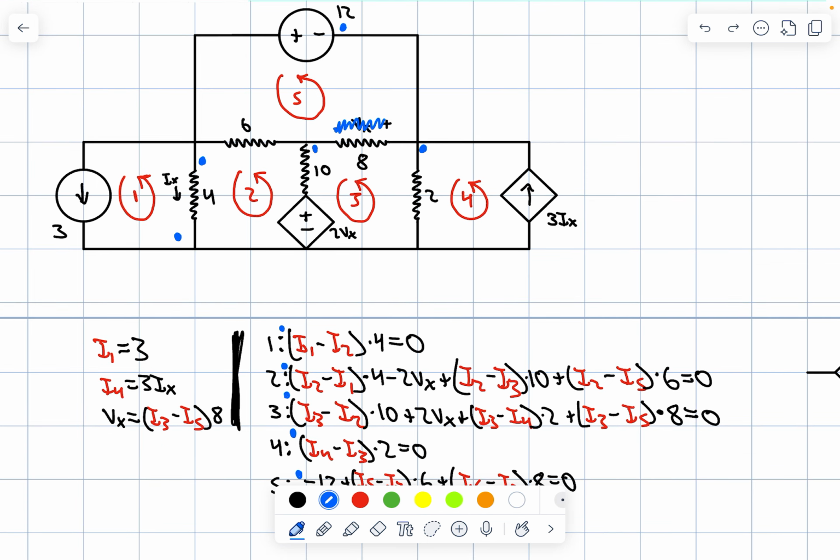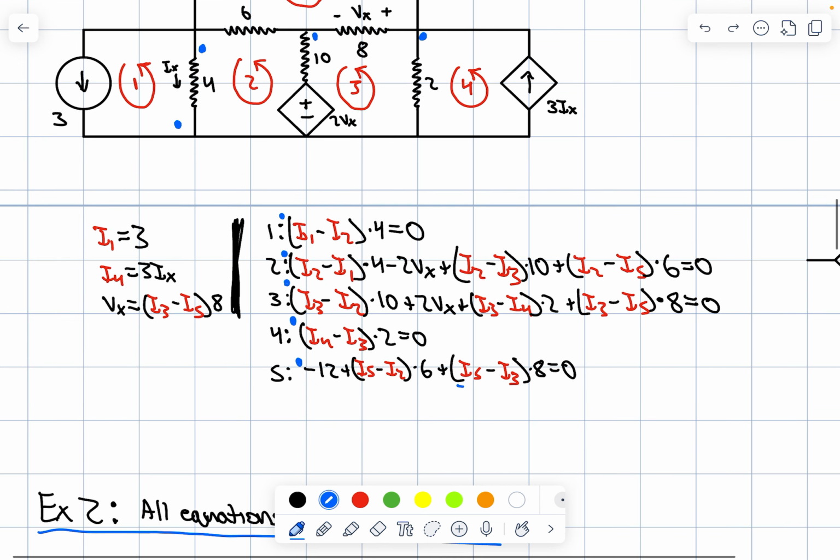I already wrote my equation for Vx. I'm just going through a resistor. I'm going through the positive and out the negative, like always. And I've got my I5 flow in the right direction, I3 flow in the wrong direction across the 8 ohm resistor. That's then plus I5 minus I3 times 8.